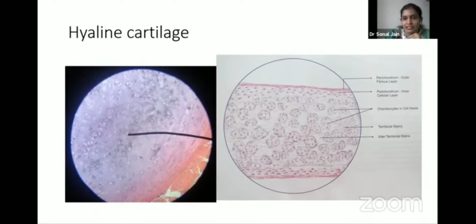This one is the perichondrium, and this perichondrium has two layers. They have the lacunae also, and this matrix is the territorial matrix.